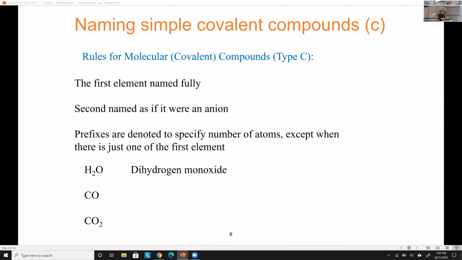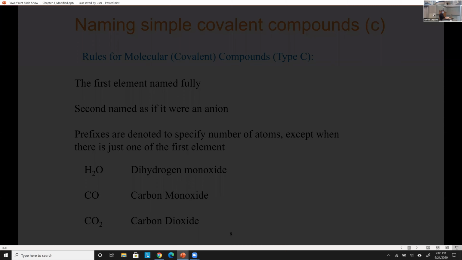And the next one we went over already, carbon monoxide. And then we went over what's the third one? Carbon dioxide, right. Okay. I felt bad just doing all of them by myself. All right, cool. So any questions on that?